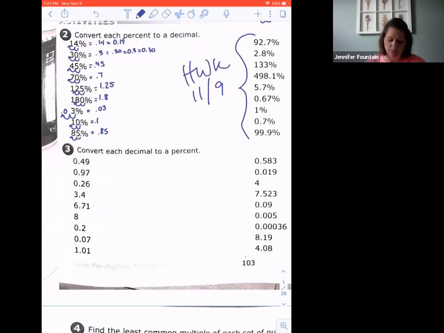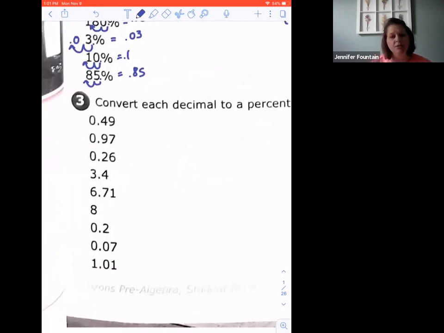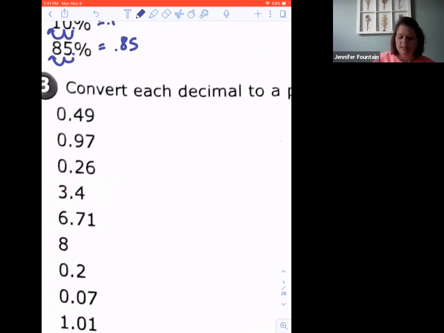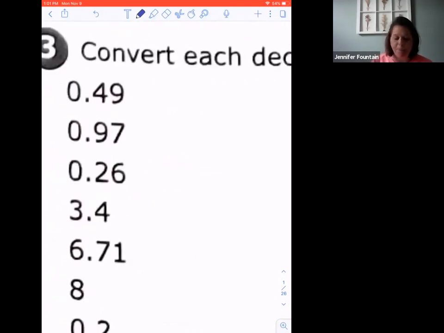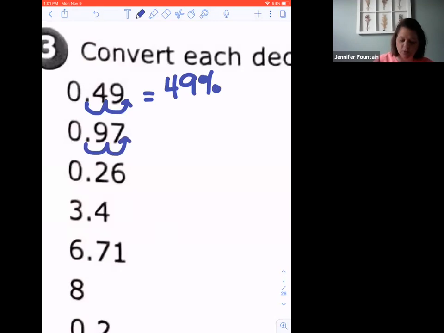So now we will do the left-hand column of activity 3. Decimals to percents. Decimal moves 2 places to the right, add the percent sign. I have to start where the decimal is in my original number. So I have 0.49. I'm going to start where my decimal is and move it 2 places to the right and add a percent sign. 0.97, 2 places to the right, add a percent sign. 0.26, 2 places to the right, add a percent sign.